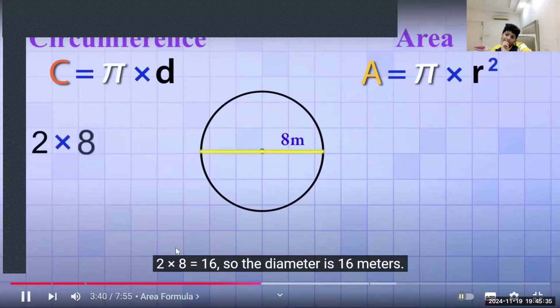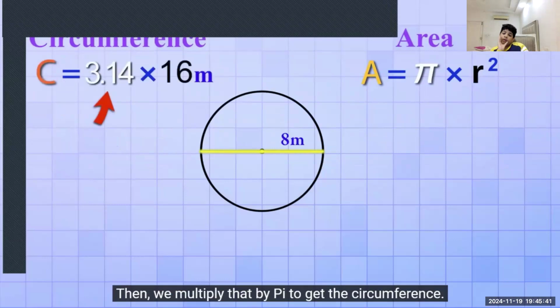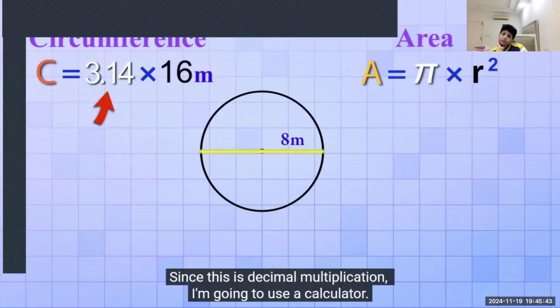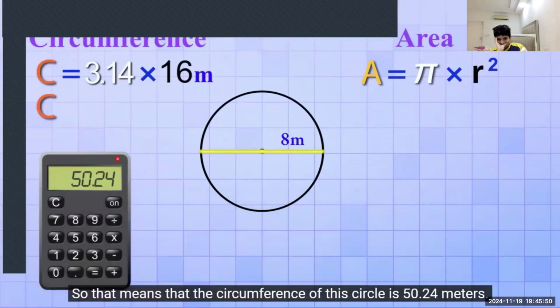2 times 8 equals 16, so the diameter is 16 meters. Then we multiply that by pi to get the circumference. Since this is decimal multiplication, I'm going to use a calculator, 50.24. So that means that the circumference of this circle is 50.24 meters.